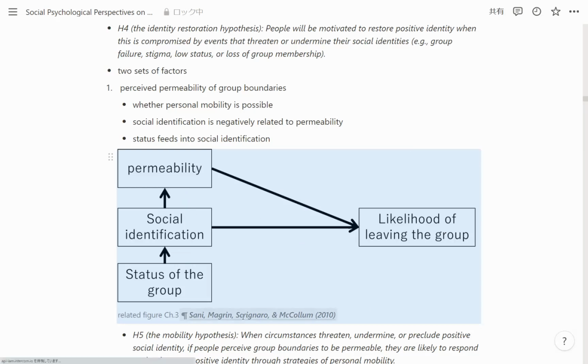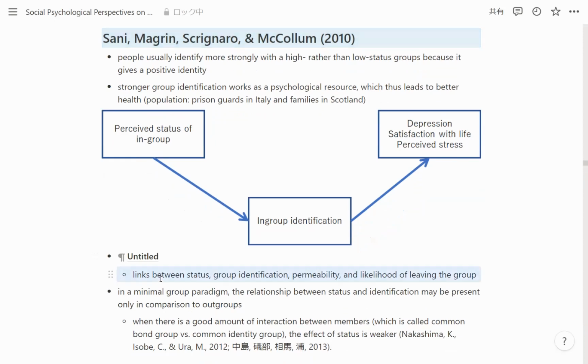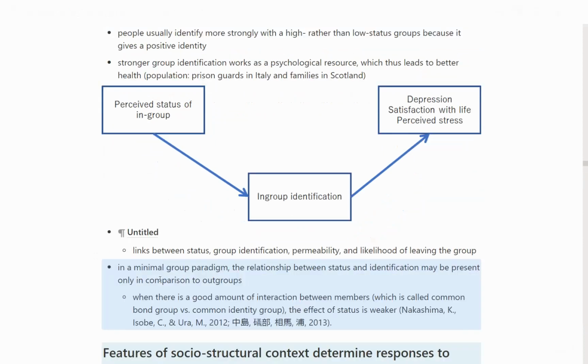So let's move back to where we were. What Sunny found was that they looked at group identification with real groups, like prison girls and families. But as we have been seeing, researchers have done many studies with minimal groups. And in a minimal group paradigm, the relationship between status and identification may be present only in comparison to outgroups.